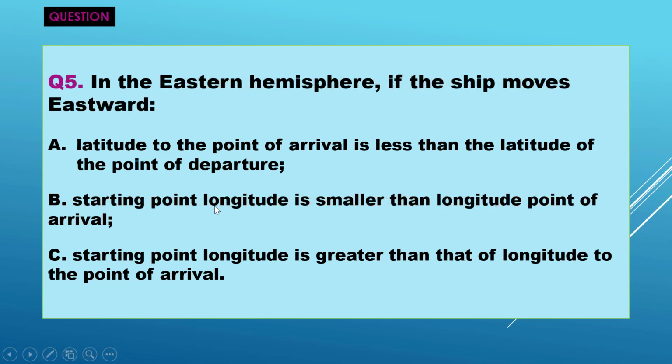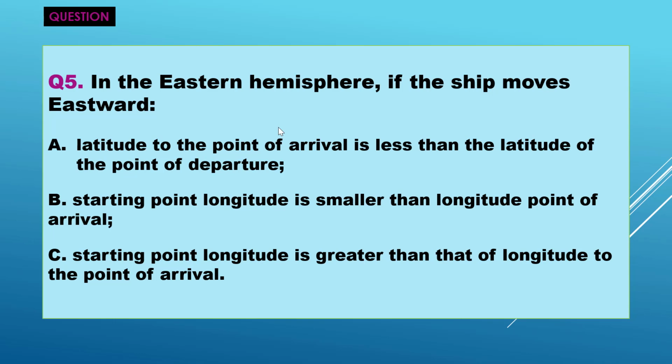To the next question, question 5. In the Eastern Hemisphere, if the ship moves eastward, A. Latitude to the point of arrival is less than the latitude of the point of departure. B. Starting point longitude is smaller than longitude point of arrival. C. Starting point longitude is greater than that of longitude to the point of arrival.